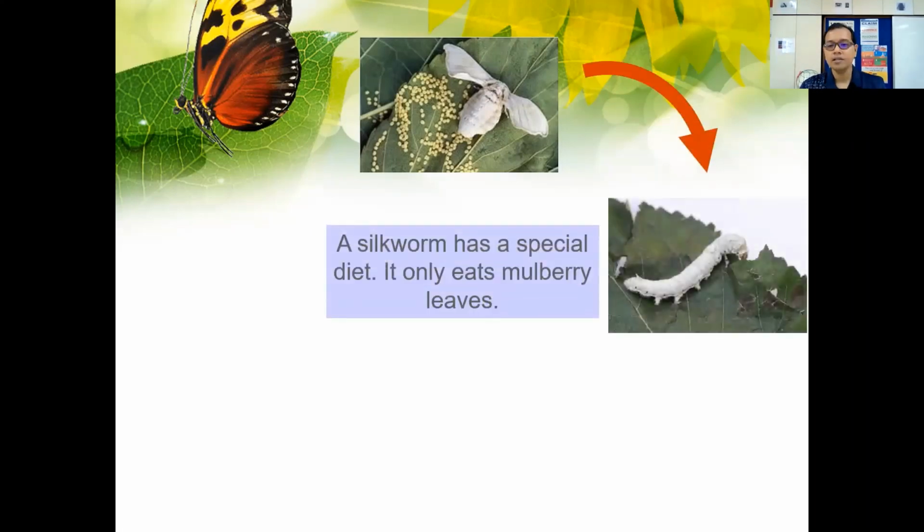Now, when the eggs hatch, this creature comes out. And this, my friends, is the silkworm itself. Okay, it has a special diet and it only eats mulberry leaves. It's a very picky eater. Okay, and in order for it to grow well, in order for it to grow healthily, it only eats mulberry leaves. There are animals that are very picky eaters, and they don't just eat anything anyhow.